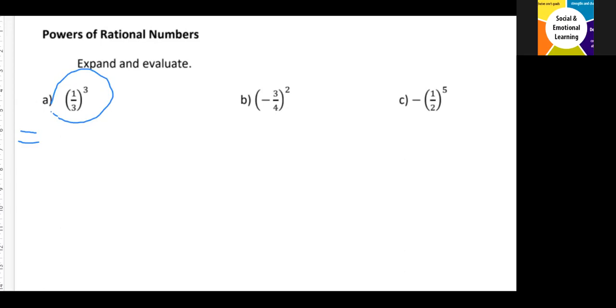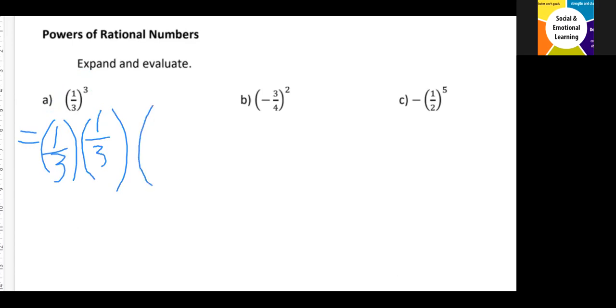1/3. Excellent. So if you had to expand 1/3 to the exponent 3, otherwise known as 1/3 cubed, what would that be? How do I write this in expanded form? What does 1/3 cubed mean? It means times that by 3. Don't do 1/3 times 3, but that's close. You do 1/3 times 1/3 times 1/3.